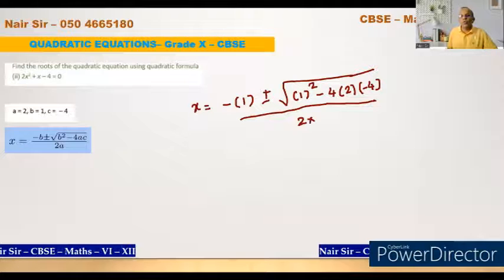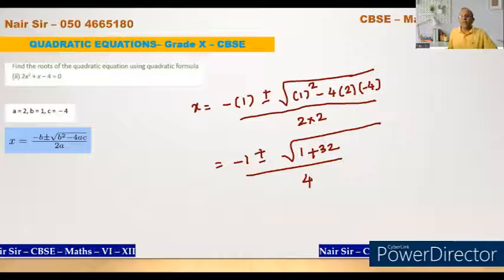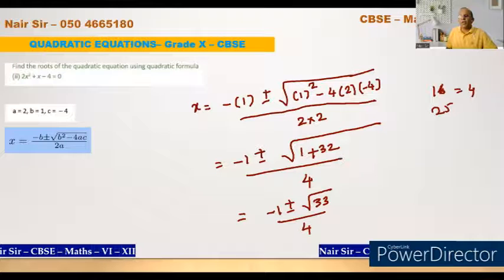Okay, upon 2A: minus 1 plus or minus root of, what is 1 square? 1. 4 fours are 16, 16 twos are 32. Minus minus is plus 32, upon 4. What will this become? Minus 1 plus or minus root of 33 upon 4. Now, root of 33, look at it this way: 4 fours are 16, square root is 4. 25 square root is 5. 36 square root is 6.